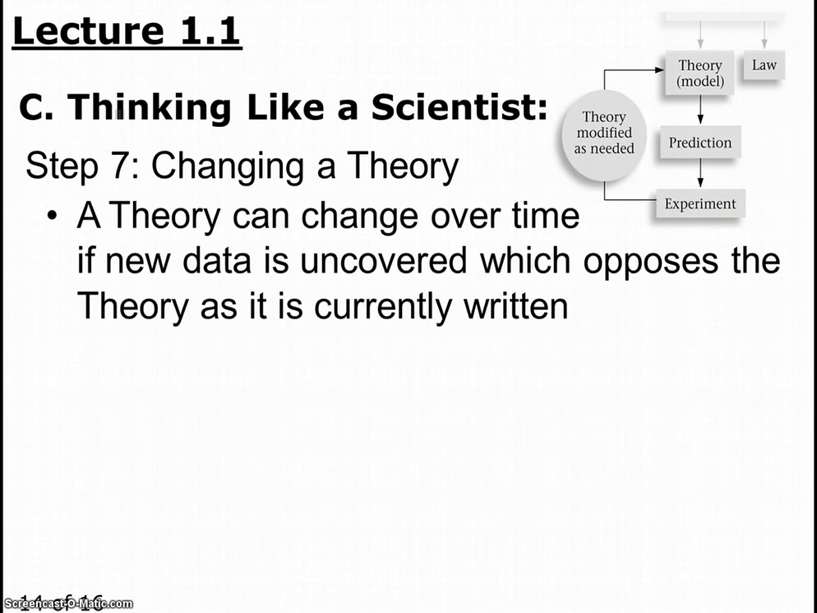With repeated experimentation and changing the variables and conditions, a theory and a law can be changed over time, as you can see in the diagram here. When new data is uncovered that opposes the theory or law as it is currently written, then that theory or law can be modified to fit the current conditions in the modern day.